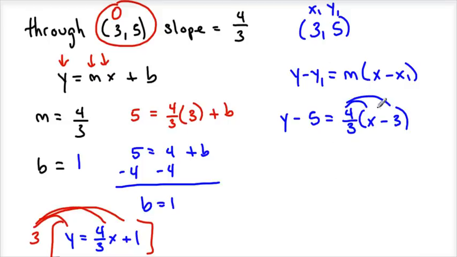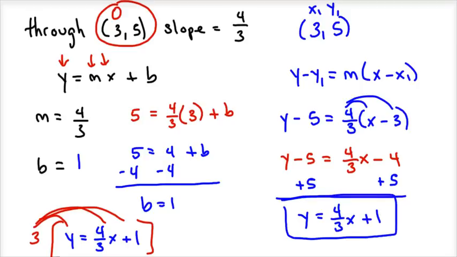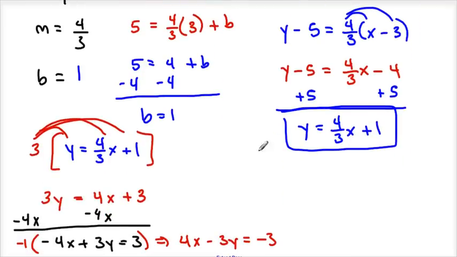Distribute the 4/3. So I have y minus 5 equals 4/3 times x, and then 4/3 times negative 3 just becomes minus 4. One more step. Very good. Add 5 to both sides. And I have y equals 4/3 x plus 1. Again, this brings me right into slope-intercept form, and then once I'm in slope-intercept form, I can follow the same procedures to get into standard form.